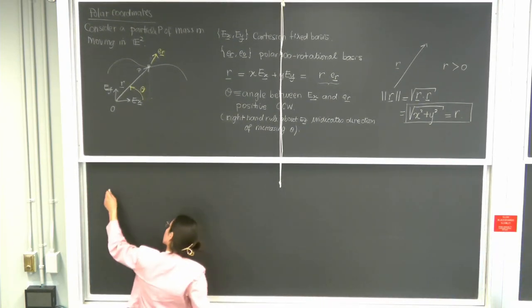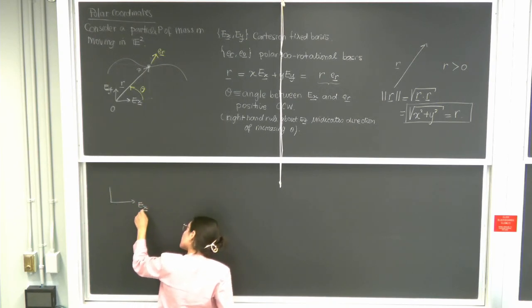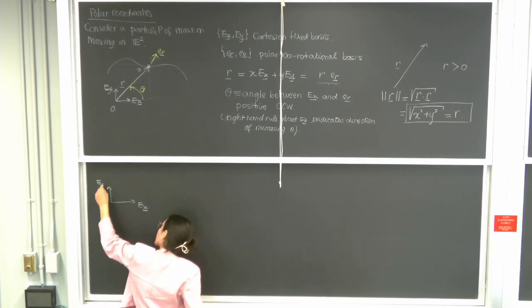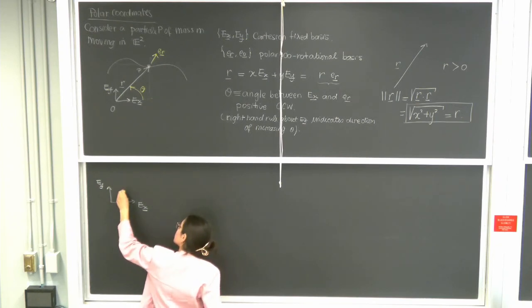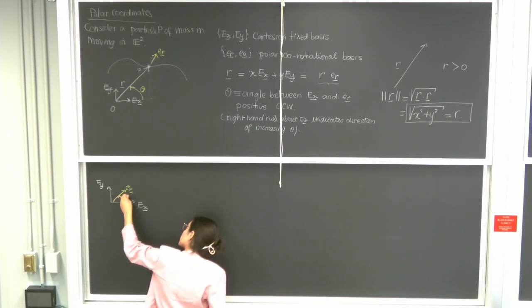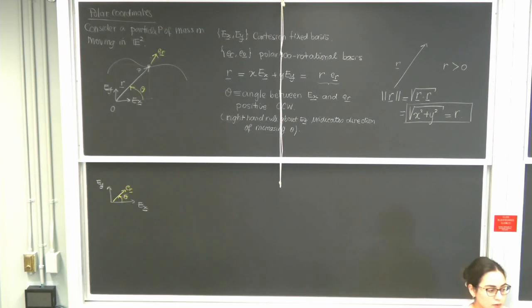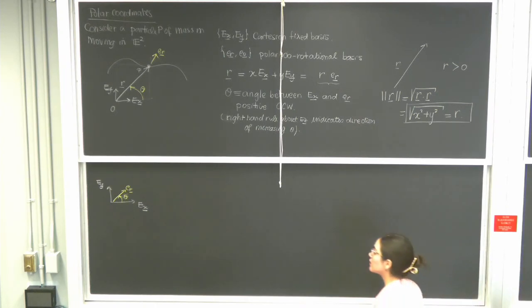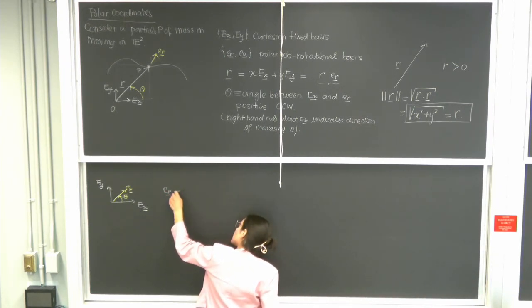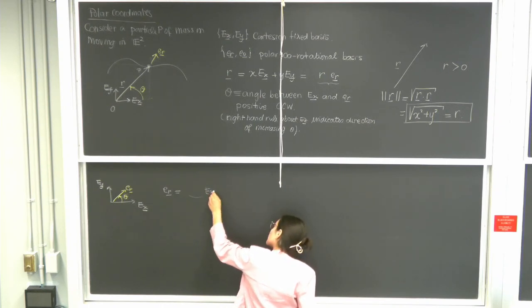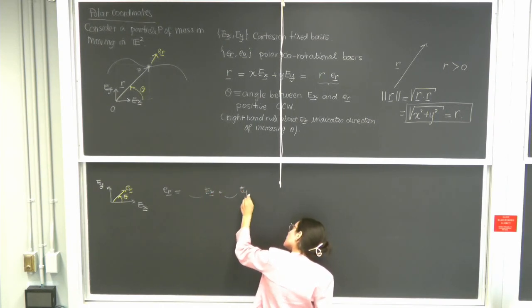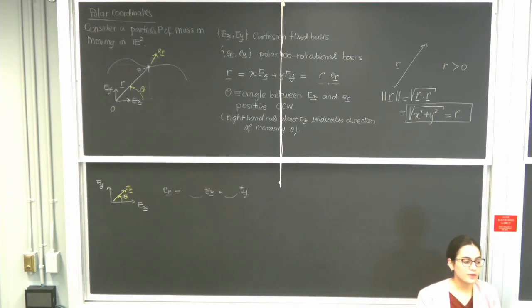Very well. Okay, so Ex, Ey, and the angle theta. How can I express ER in terms of the Cartesian basis and theta? Again, how can I express ER in terms of something along Ex plus something along Ey, in terms of its components along the Cartesian basis?